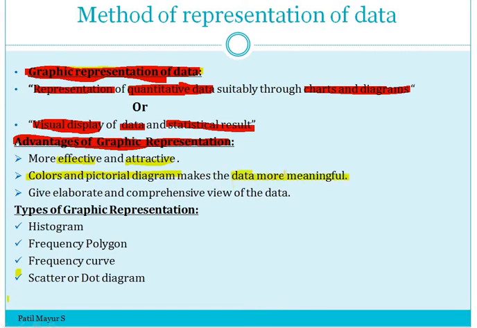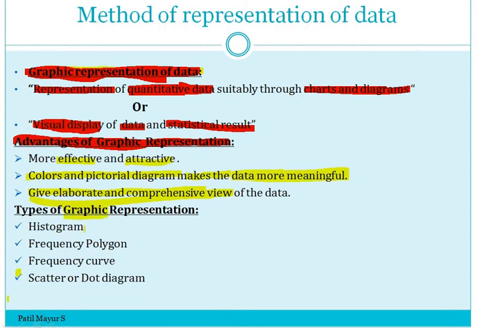Then colors and pictorial diagrams make the data more meaningful. In the pictorial form or in a color form, the data becomes more meaningful. It gives an elaborate or comprehensive view of the data, which means we can see it and understand it very clearly. Then we will discuss different types of graphic representation.